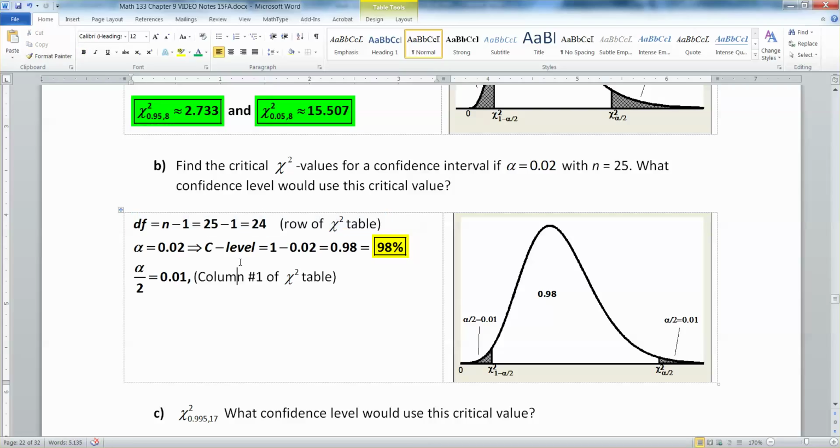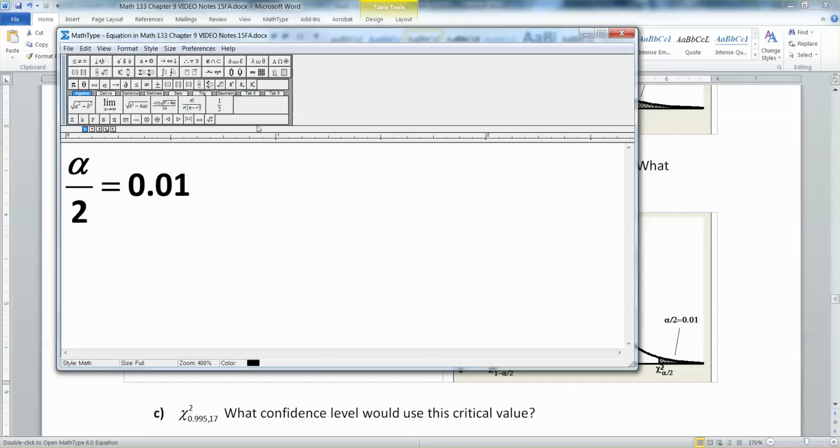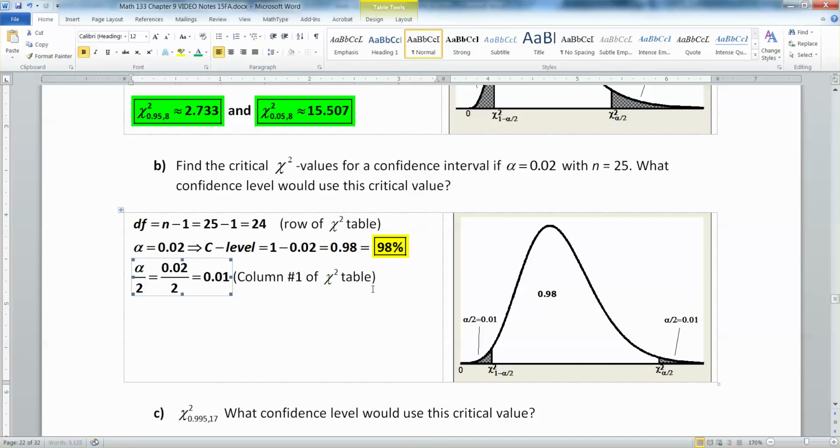That's the row you're going to go to in your chi-square table. All right, now the first column we're going to choose in the chi-square table is going to be alpha over 2. So we have to take our alpha and split it in half, and that's 0.02 over 2, which makes 0.01. So that's column number 1. That's going to get us the one on the right over here.